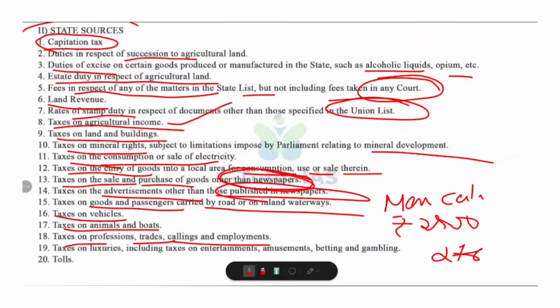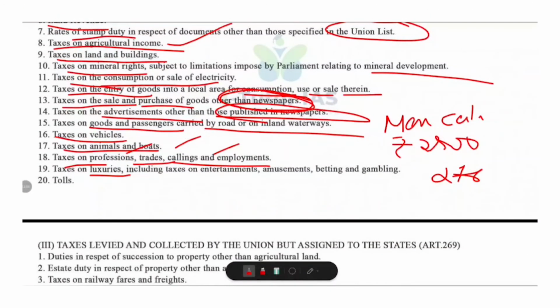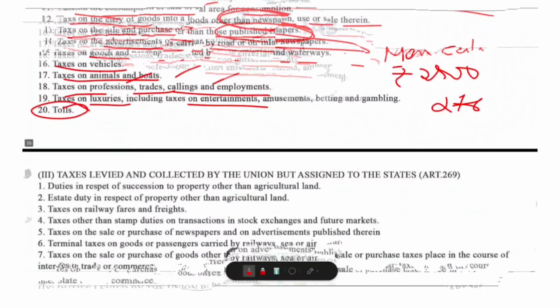Okay, so this is taxes on profession, trade, calling and employment. Then taxes on luxuries and entertainment. That includes entertainment tax, luxury tax, betting and gambling tax. It is partly subsumed under GST. Then tolls. That is levied for using state roads, bridges, ferries, etc. So these are the things that are covered under the state source of revenue.